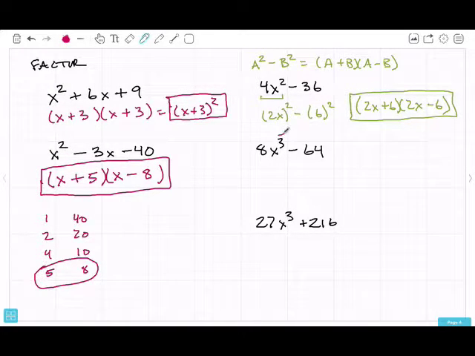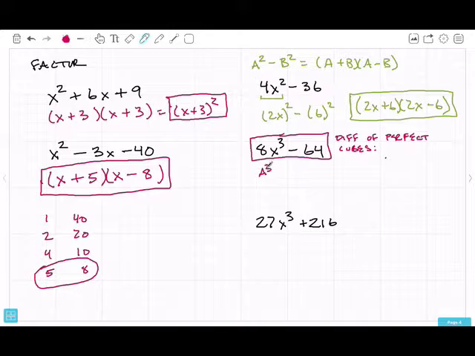As far as these guys go, this is a difference of perfect cubes. We talked about this all week last week. Still didn't quite get it, but a to the third minus b to the third factors to a minus b times a squared plus ab plus b squared. All right, so what is a, what is b, so we know where these puzzle pieces go.